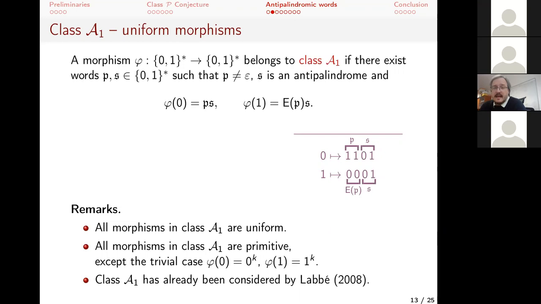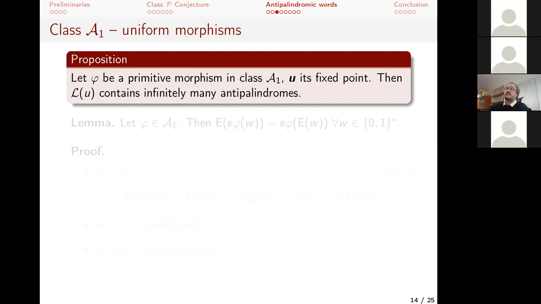So what were we able to prove in this case? Well, first of all, that if phi is a primitive morphism from this class A1 and U is its fixed point, then the language of this fixed point contains infinitely many antipalindromes. This can be quite easily proved using the following lemma, which states that if I've got a morphism in this class A1, then E of S concatenated with phi of W is equal to S concatenated with phi of E of W for any finite binary word W.